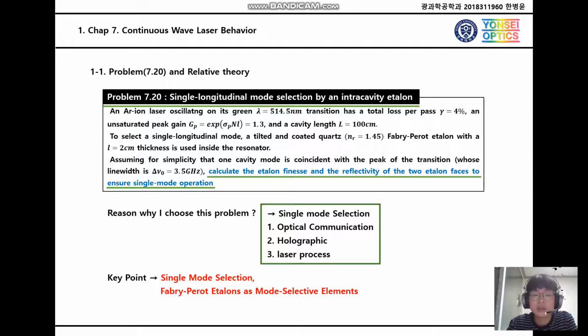Using a single mode laser, we can effectively use advanced technology such as optical communication, holographic laser processing, and so on. So the key points related to this problem are two: single mode, and the etalon as a mode selective element.